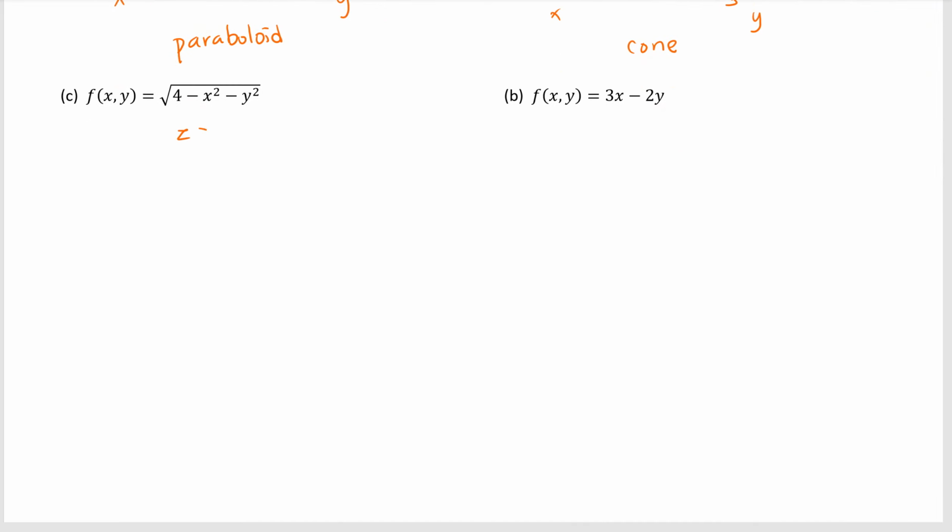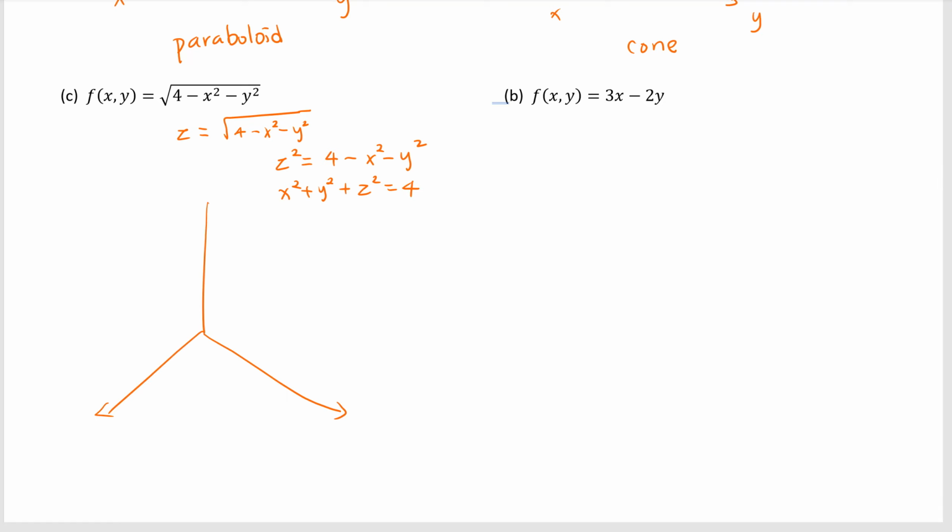Alright, so z equals the square root of 4 minus x squared minus y squared. Let's square both sides. z squared equals 4 minus x squared minus y squared. Let's move the x squared and y squared to the left. Ooh, what is this guy? This is a sphere, center at the origin with radius 2, right? Square root of 4 is 2.